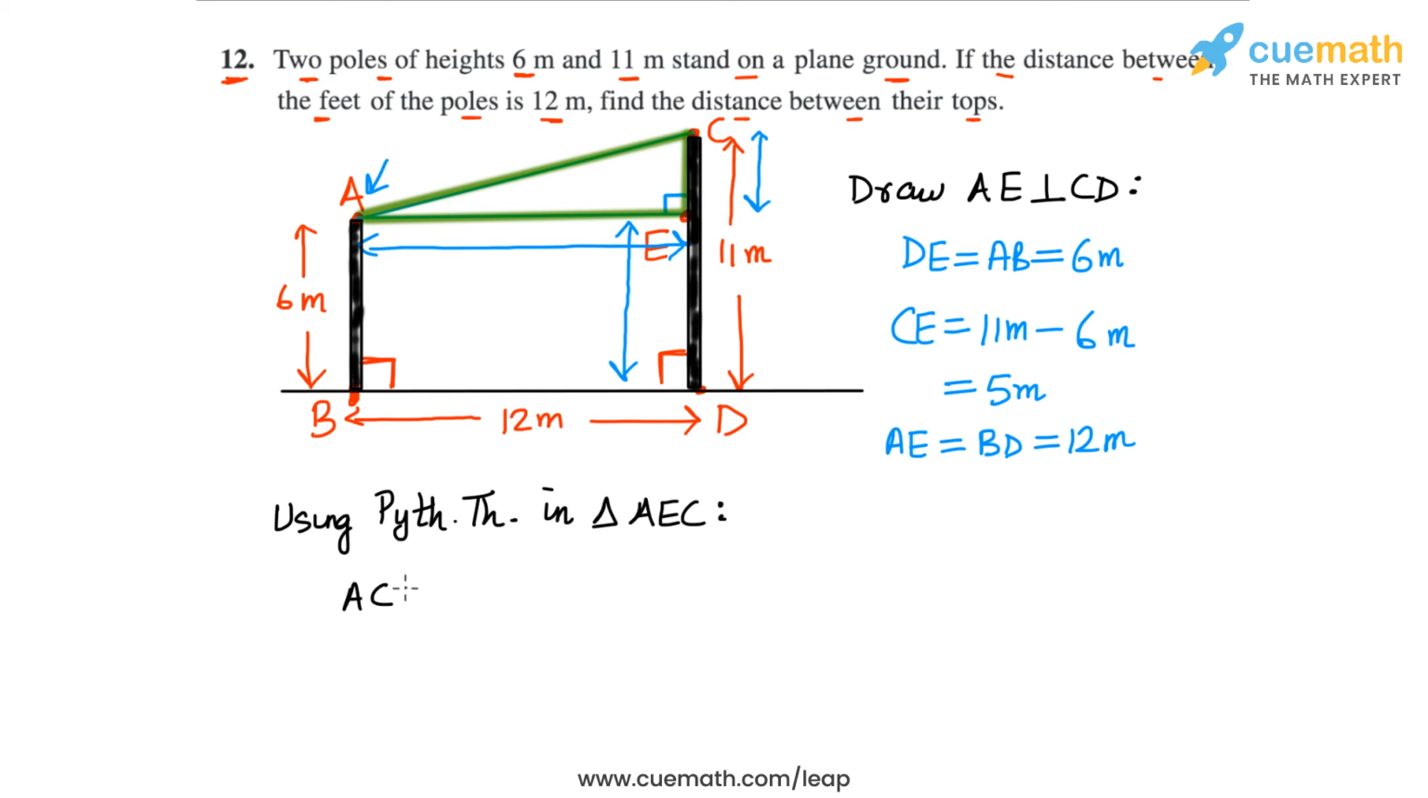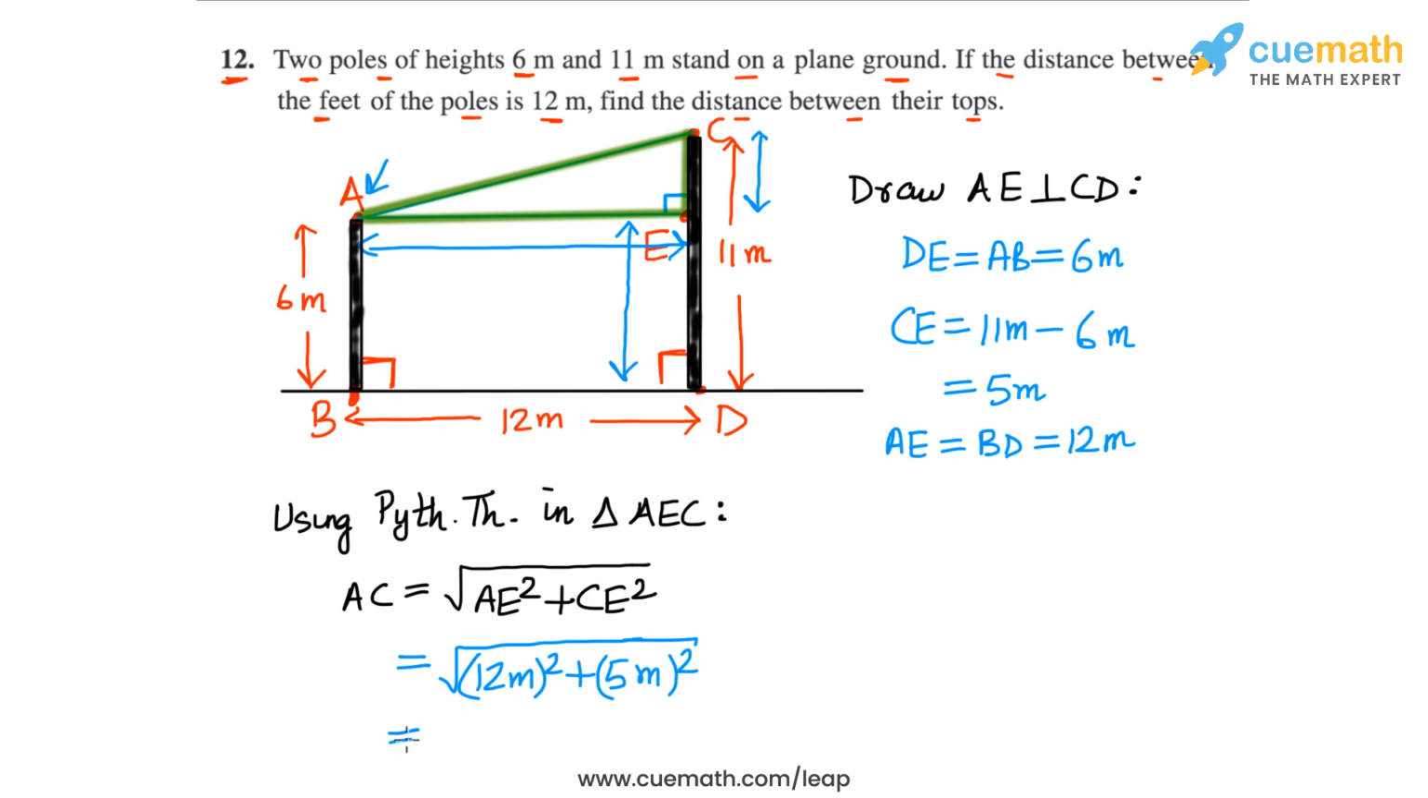So AC is equal to the square root of the sum of squares of the other two sides. So AE square plus CE square. Now let's plug in the values. So AE is 12 meters. So we get root of the square of 12 meters plus CE is 5 meters, so 5 meters square. So this gives us root of 144 meters square plus 25 meters square, and 144 plus 25 is 169. So we get root of 169 meters square, and 169 is simply the square of 13.